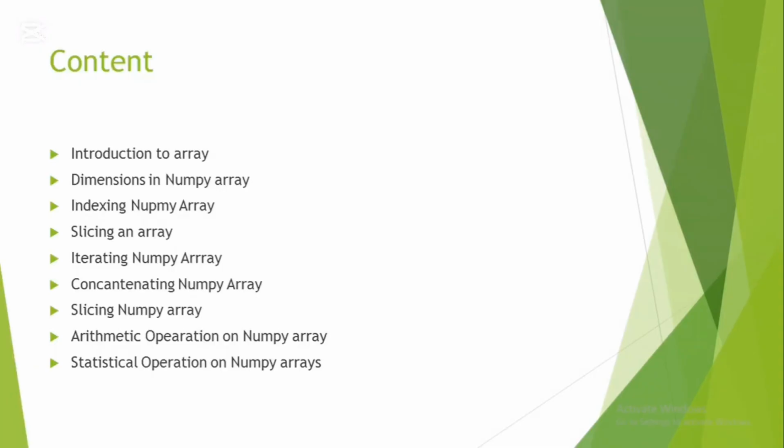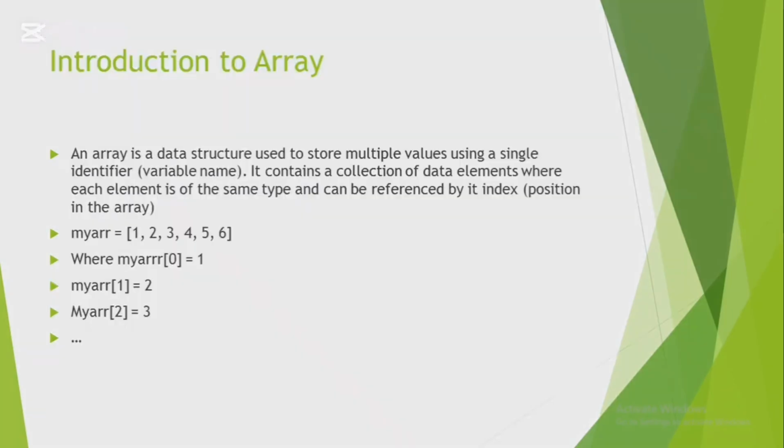We're going to be going through an introduction to arrays, then dimensions in NumPy arrays. Under this introduction you'll be seeing the difference between a list and an array, what an array is, and the key characteristics of an array. I'm going to be going into indexing a NumPy array, slicing an array, then iterating a NumPy array, then concatenating a NumPy array. I will slice it twice, and we are going to go into arithmetic operations on NumPy arrays and statistics operations on NumPy arrays. Let's get started now.